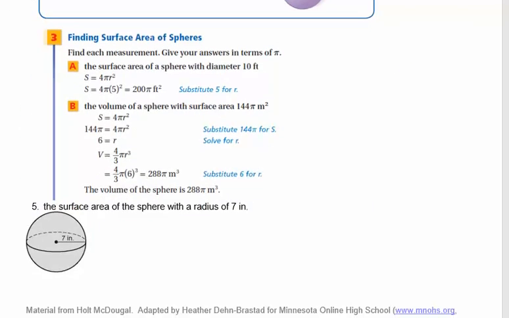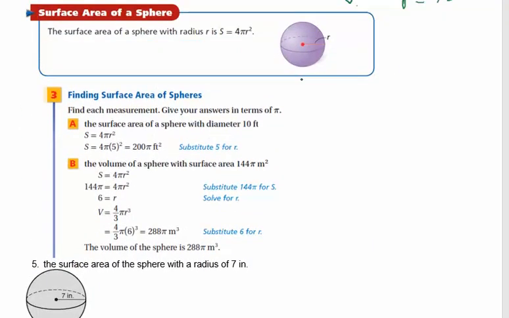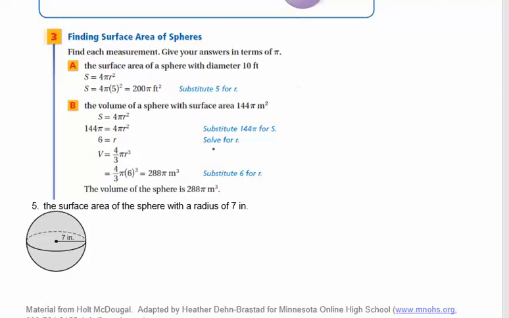All right, then we look at surface area of spheres. The surface area of a sphere with the radius r is S equals 4 times pi times r squared. So pretty straightforward. In the first example, you're just given a diameter. You will take that times 1/2 to find the radius, and then just plug it in and solve. You can leave your answer with the pi in it by just taking 5 squared is 25 times 4 is 100, and then putting the pi.